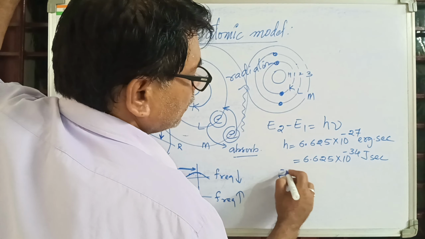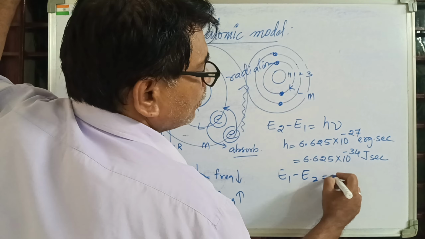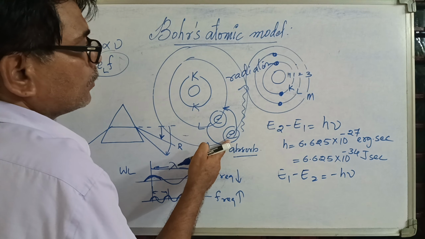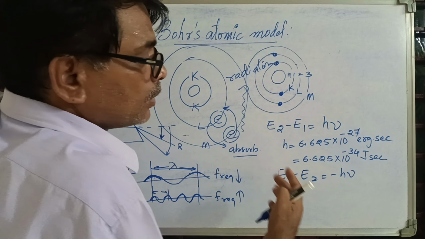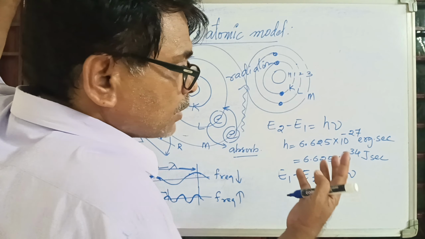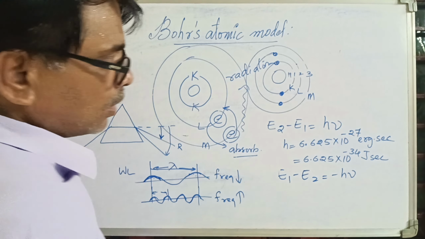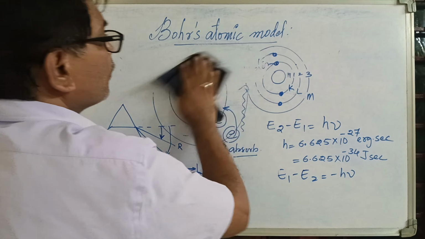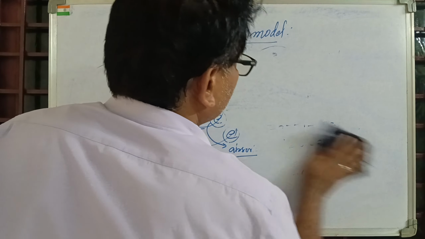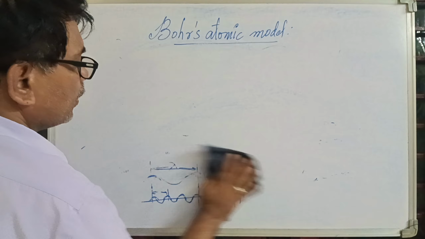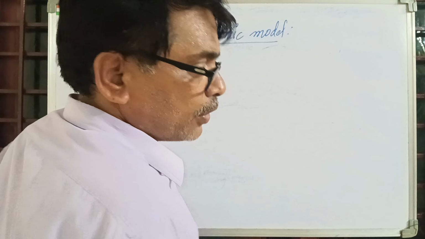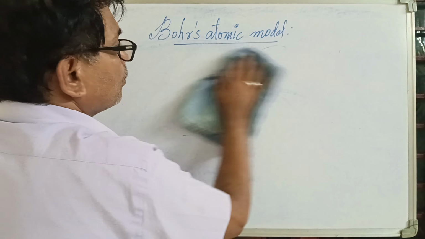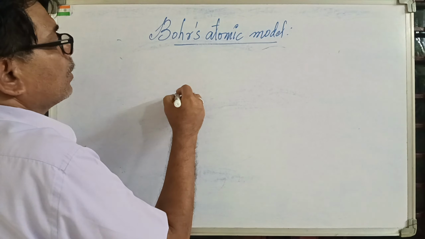Suppose it is opposite, E1 minus E2. Then it will be minus h nu. That means what happened? If an electron jumps from lower to higher, it requires energy. So the minus indicates that it is absorbing energy to complete this revolution. And the fourth important part is that the angular momentum of an electron is an integral multiple of h by 2 pi. Angular momentum means what? MVR, fourth point of Bohr's model.